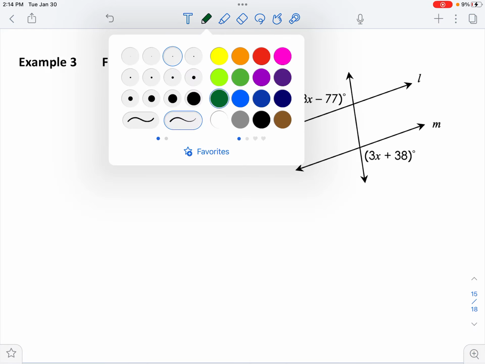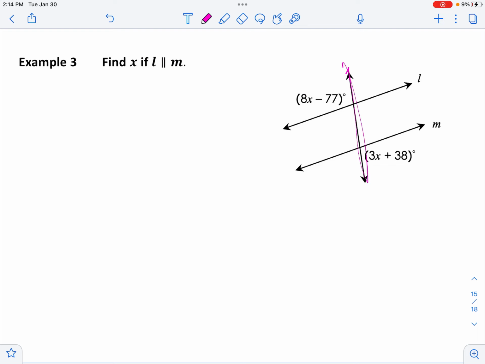This time, my transversal is right here, okay? And I have this angle and this angle. We know that L and M are parallel. So that means these two angles here are alternate exterior angles. Remember, abbreviated AEA. They're alternate exterior angles, so I know that they're congruent. So I'm just going to say that 8x minus 77 has to be equal to 3x plus 38.